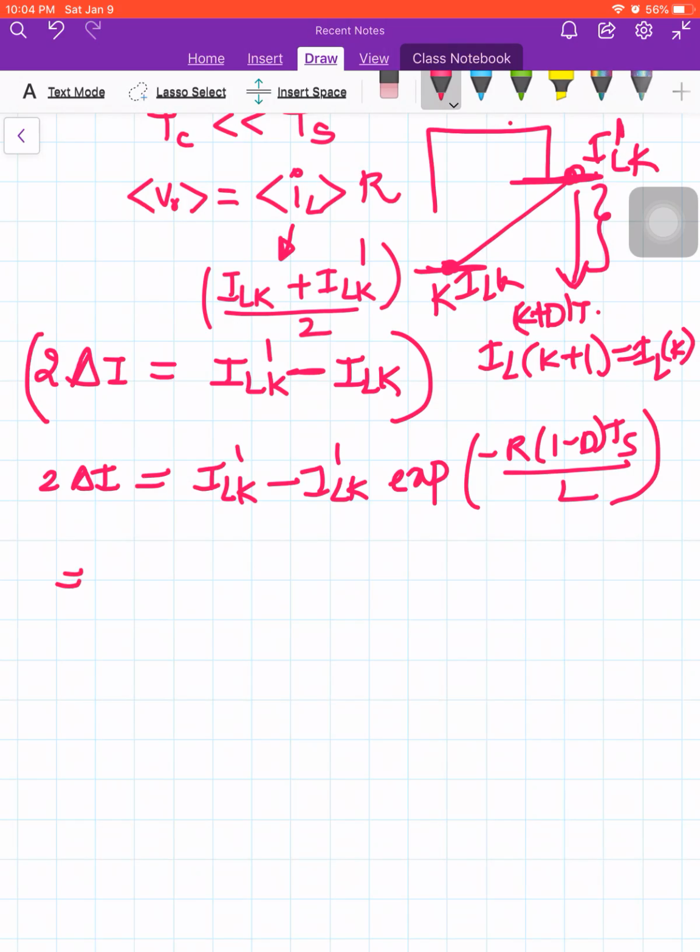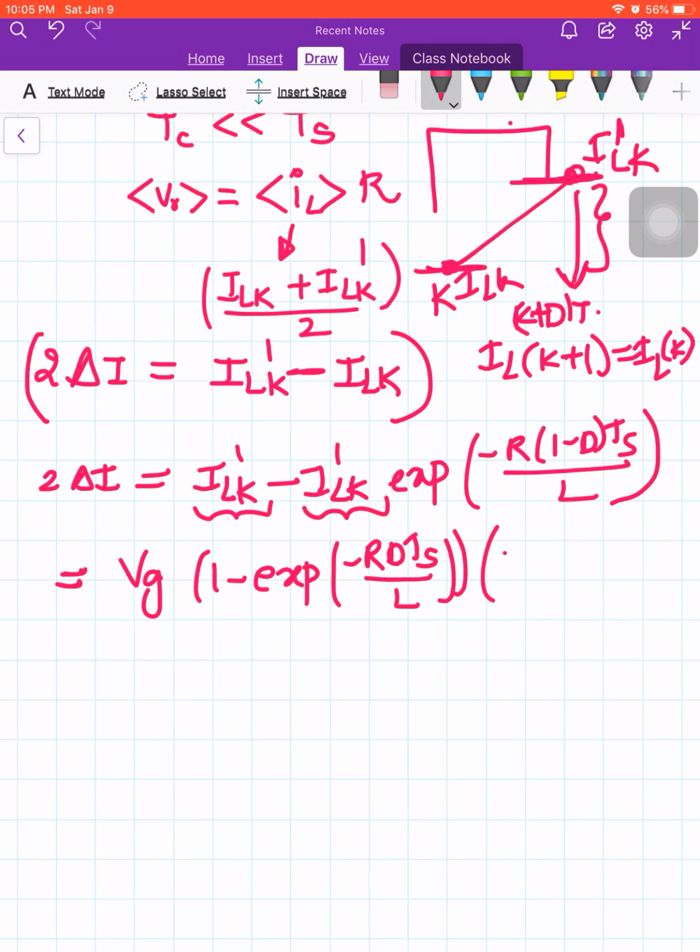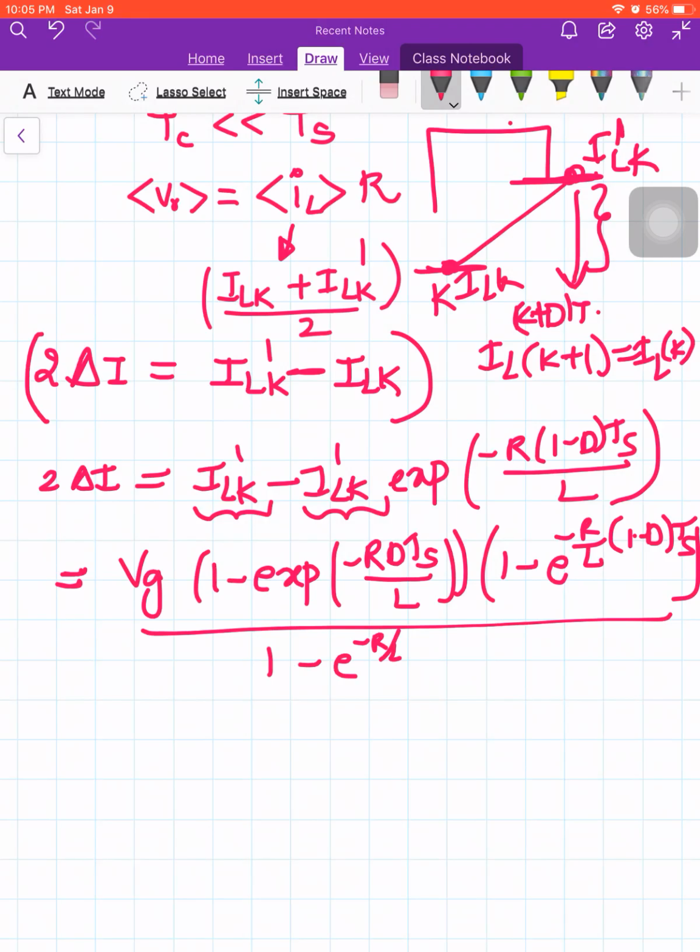So if we simplify this, please refer to the previous video in order to get the exact equations for ILK dash and ILK. The main intention of this particular tutorial is to establish the relation between ripple current and the inductance. So as we substitute, we get an expression like this: r D Ts by L into 1 minus e power minus r by L into (1 minus D) Ts, divided by 1 minus e power minus r by L into Ts.